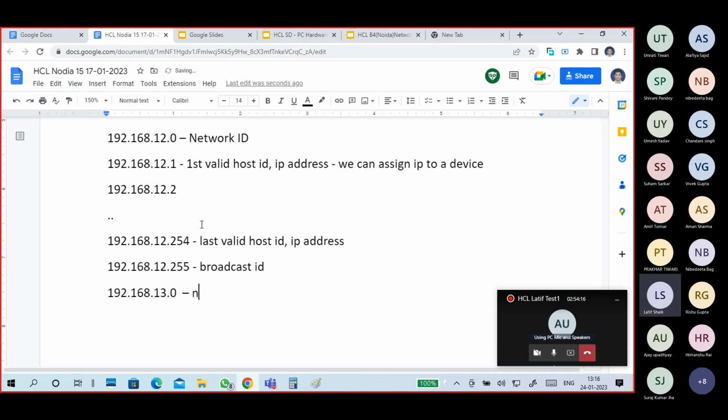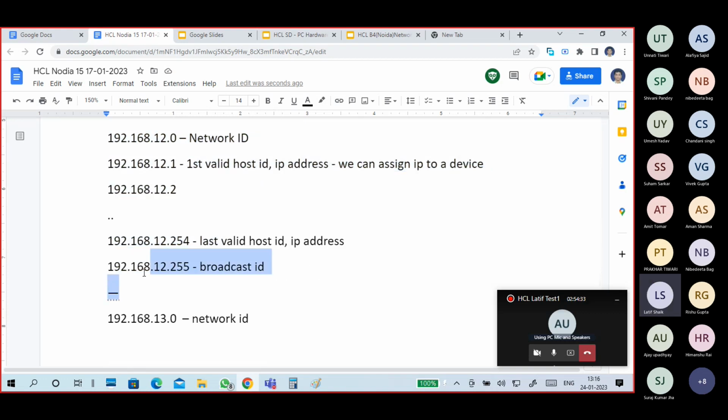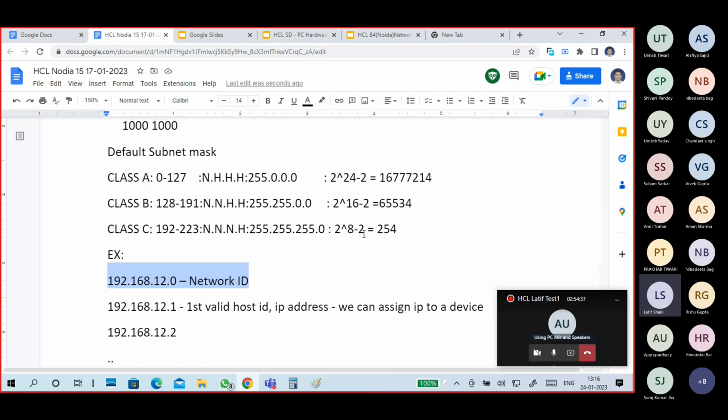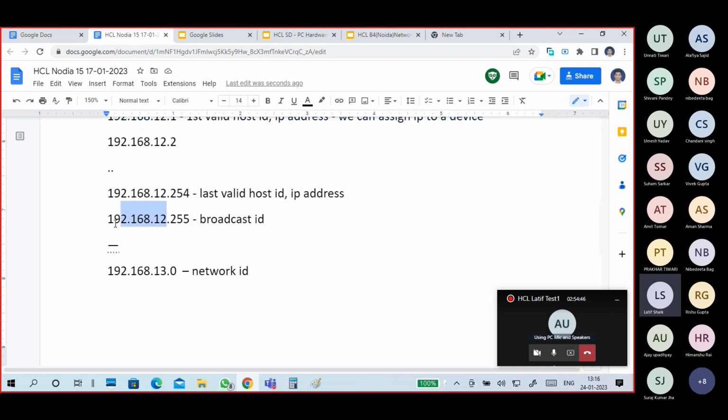Then 192.168.13.0, right? This is again a network ID. If you observe, the network is changed. This is a different network. Out of these, we are not using the network ID and the broadcast ID, so we have taken minus 2. One network means this is completely one network in class C. Network portion is not changing till the end. Network portion is changed here, and it is a different network, guys.